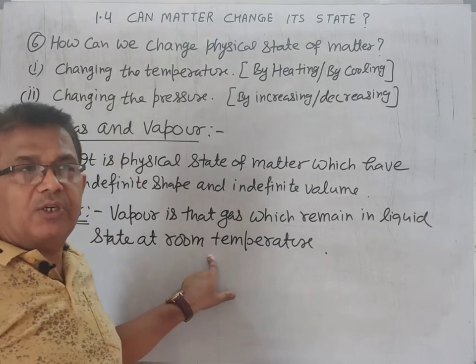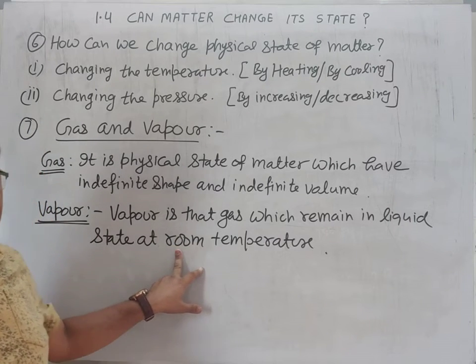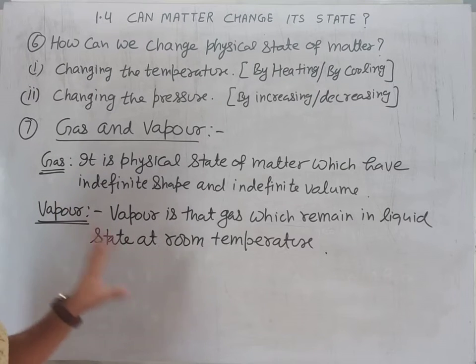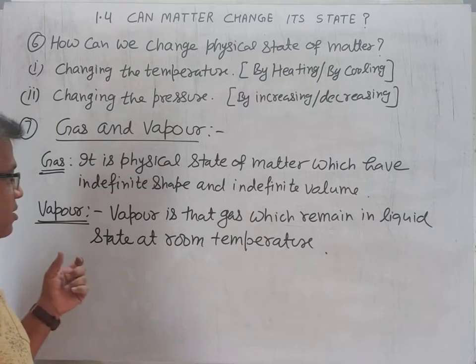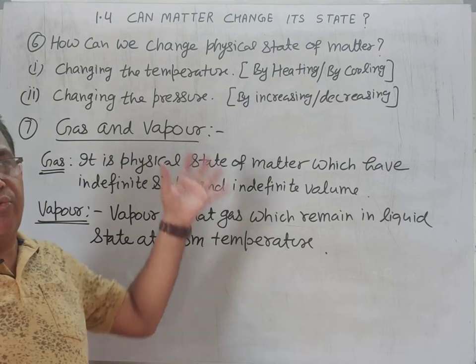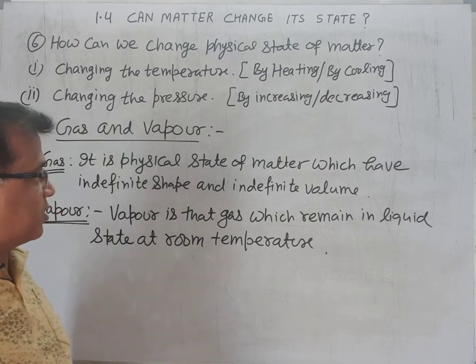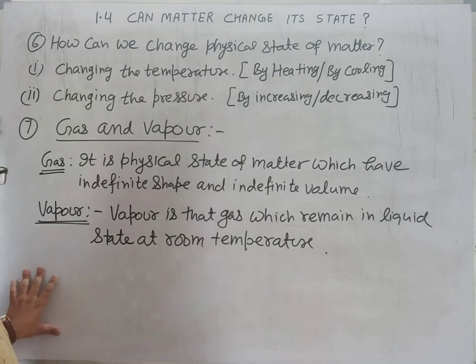What is the meaning of room temperature? Room temperature means approximately 25 degrees Celsius. We know water at room temperature, that is at 25 degrees Celsius, is in liquid state. Therefore, gas of water can be termed as vapor also. Vapors are those gases which remain in liquid state at room temperature. Then next point, we shall study a chart which will show the interconversion of the different states of matter.